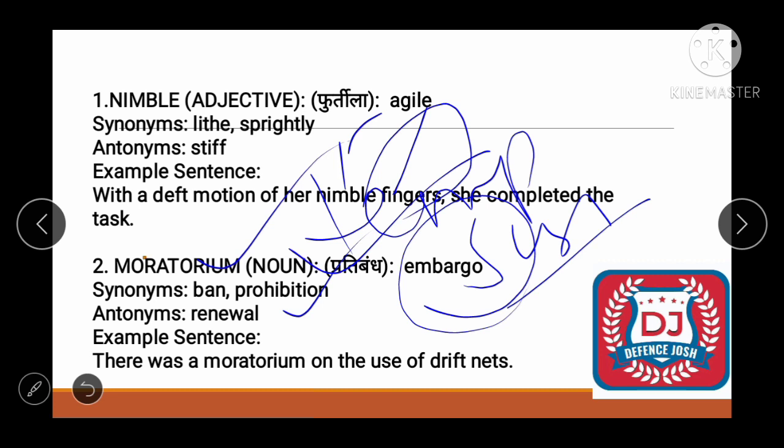All right, and embargo means here officially to ban something. Okay, all right. There was a moratorium on the use of drift net.